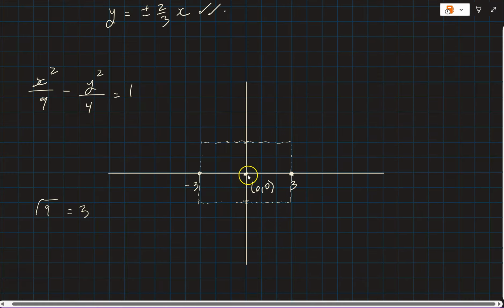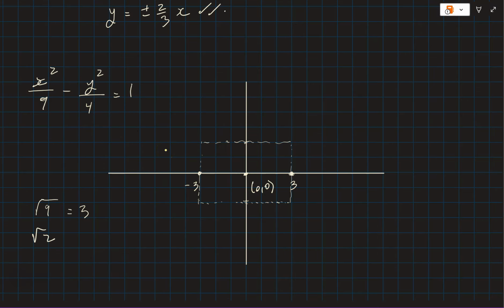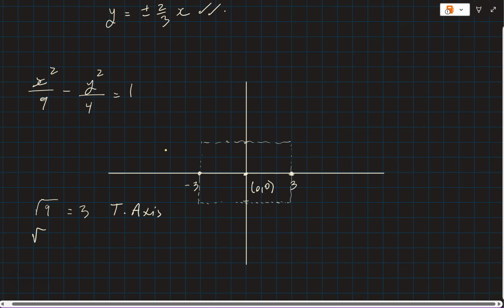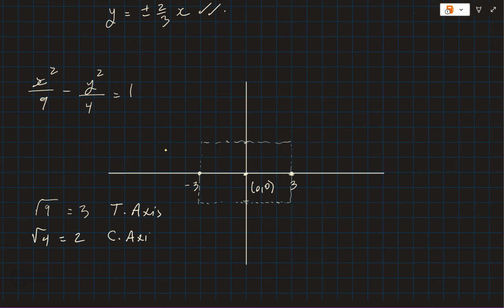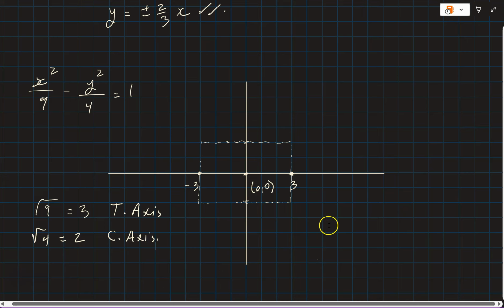That's number one. Number two, once you draw this box, this imaginary box, based on the conjugate, okay, so the square root of 2 is the transverse axis, and then the square root of 4 is equal to 2, and that is the conjugate axis. All right, so once you have that, now you can go ahead and actually draw, and the beauty of it is that it's corner to corner.